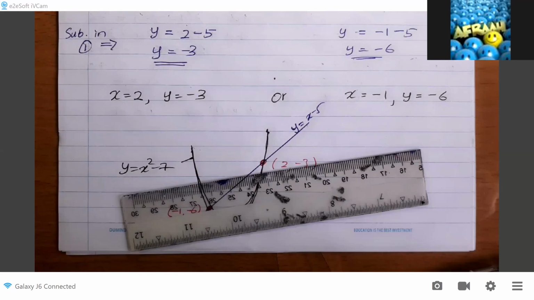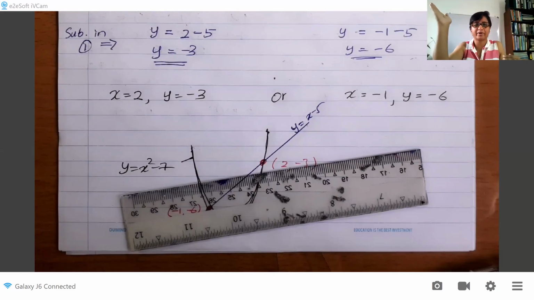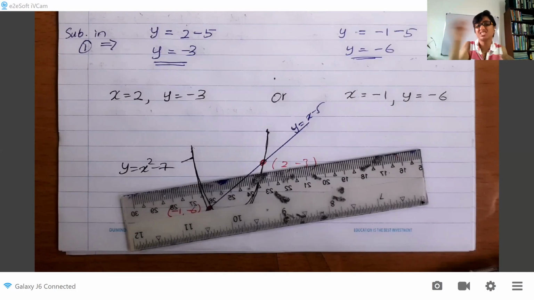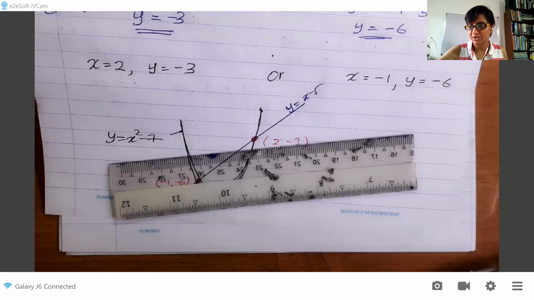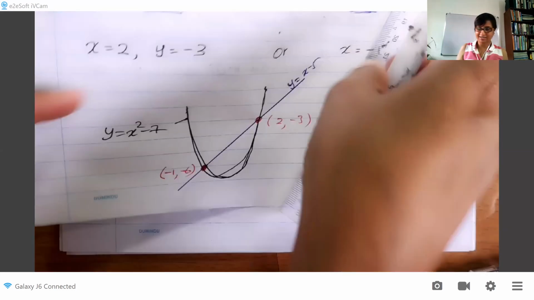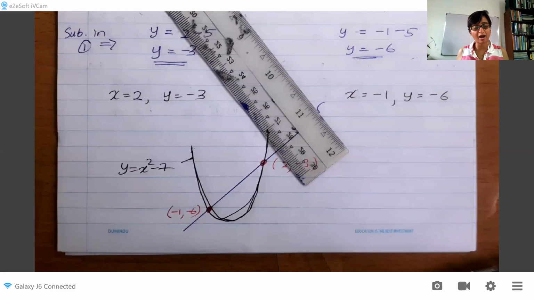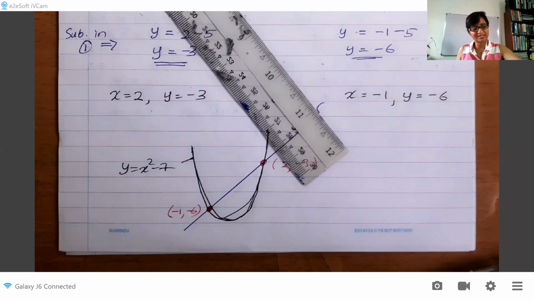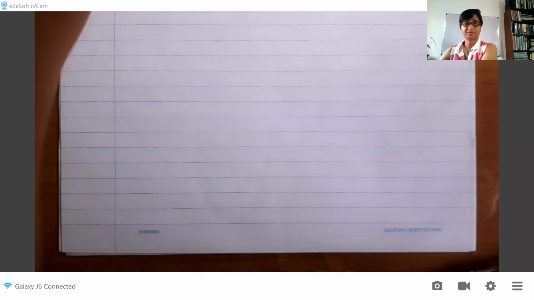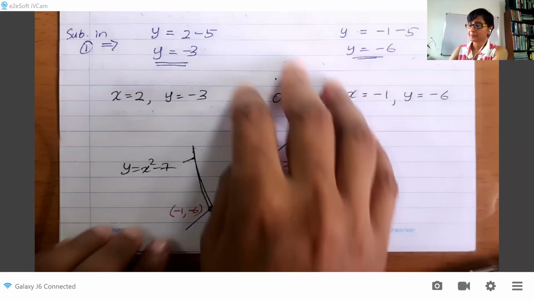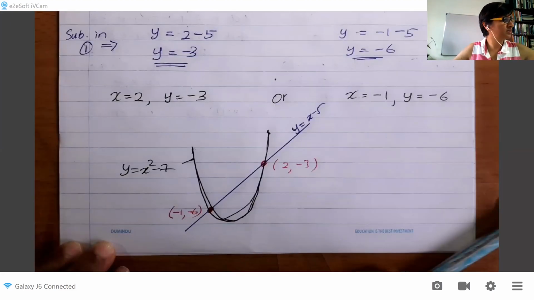Tangent? Yes, your line is a tangent. It's just touching your parabola, not crossing it at 2 points, but just touching it at 1 point. It's a tangent to the parabola. Isn't that cool to know? See the connection between solving a pair of simultaneous equations and the graphical picture. Doesn't that deepen your understanding of solving simultaneous equations?